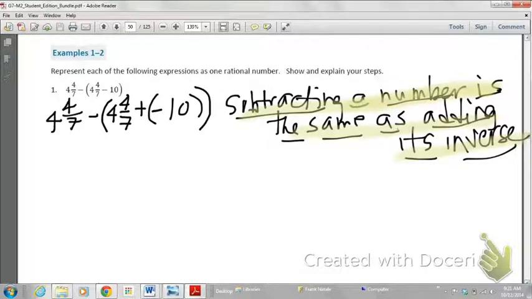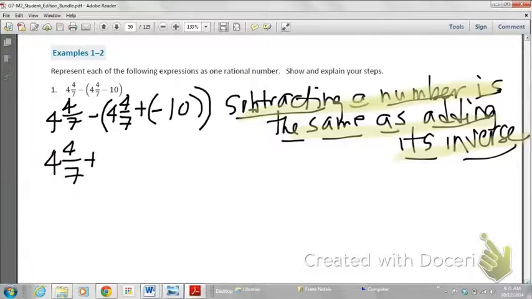Okay, so now second step, which you become familiar with, I hope, and that's this idea of the opposite of a sum is the sum of its opposites, and you can imagine what we're about to do here. We have 4 and 4/7, and we want to make this a sum now.